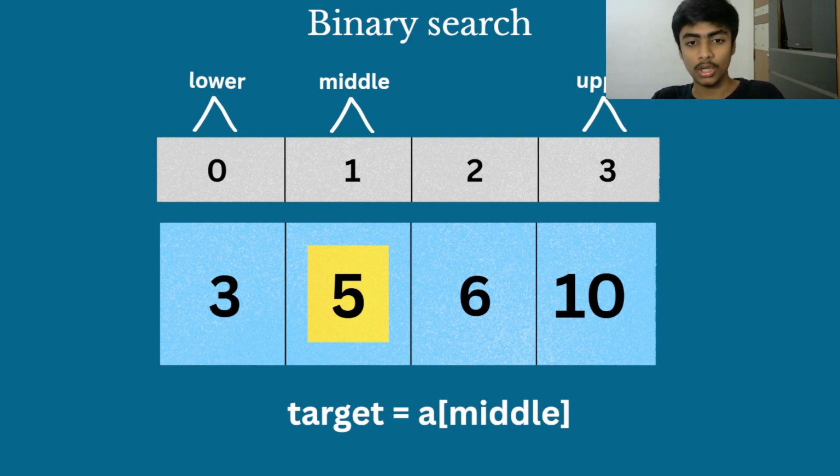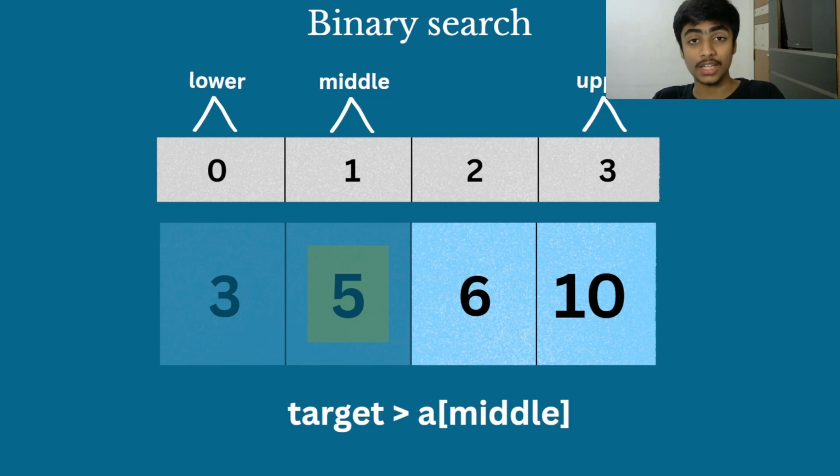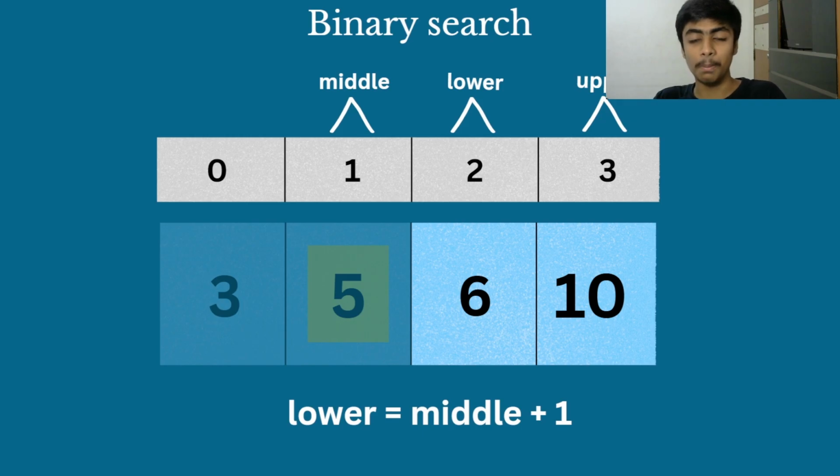Now, if it isn't equal, we're going to check if our target value is greater than a of middle. If it is greater than a of middle, we know that we're going to shift the lower limit of this array. We're just going to say that our lower limit is going to be the middle index plus 1. Now we are only going to focus on the elements of the array to the right of 5, because if the target value is greater than 5, since the array is sorted, it should mean that the target value should be somewhere to the right of 5.